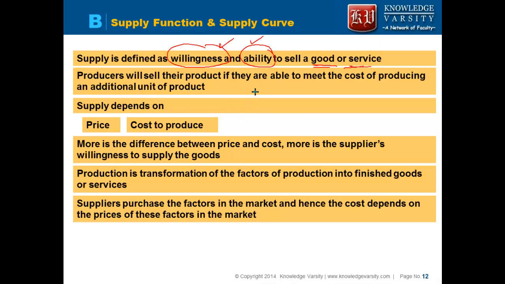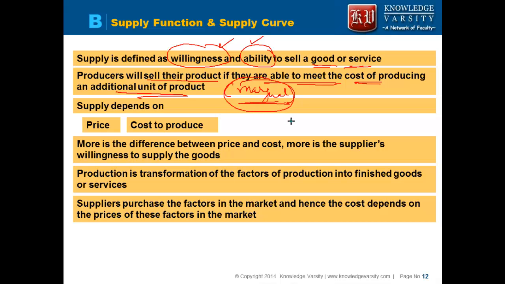Now, the producers, like farmers, sometimes just dump their product in the dump yard and don't sell it. Why? Because the cost at which they have produced is more than the current price. This happens with vegetables. So producers will sell their product only if they are able to meet the cost of producing an additional unit. This is a very important concept. We always think in terms of the additional unit, which is the marginal unit.